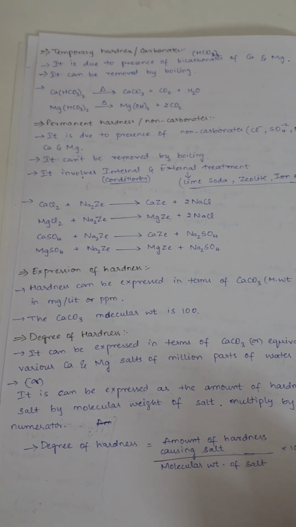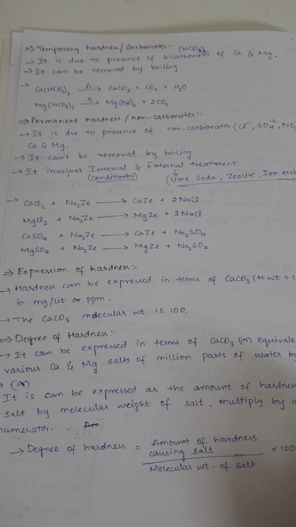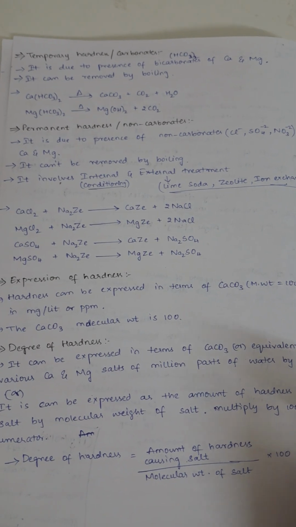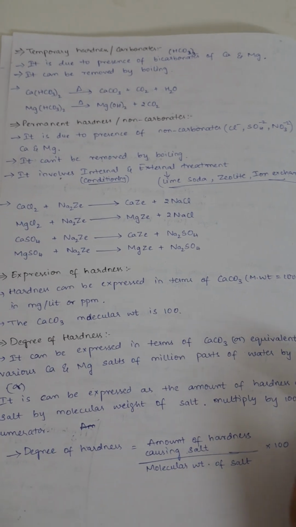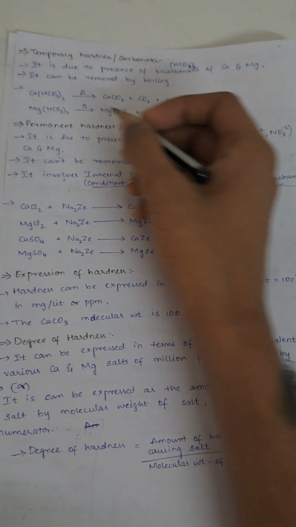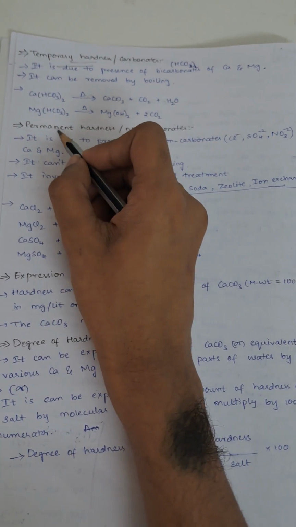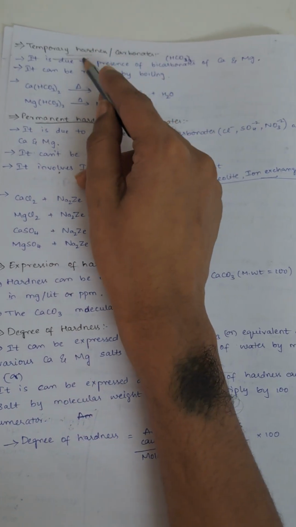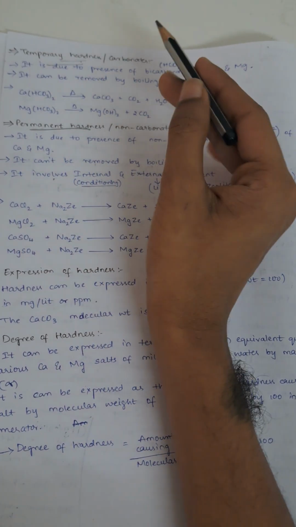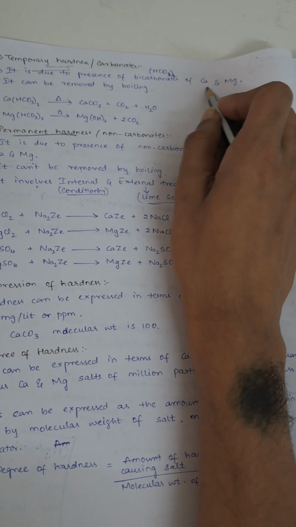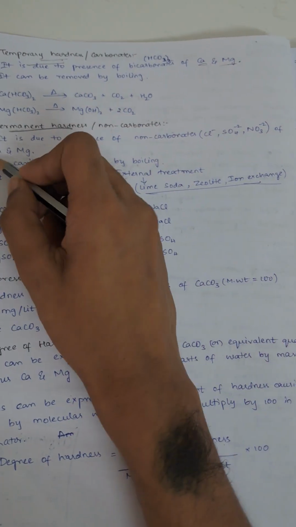Now we have already discussed hardness of water, which is hard water. Now let's discuss types of hard water. Hard water is classified into two types: one is temporary hardness, the other is permanent hardness. Temporary hardness means hard water contains calcium and magnesium, which is common.